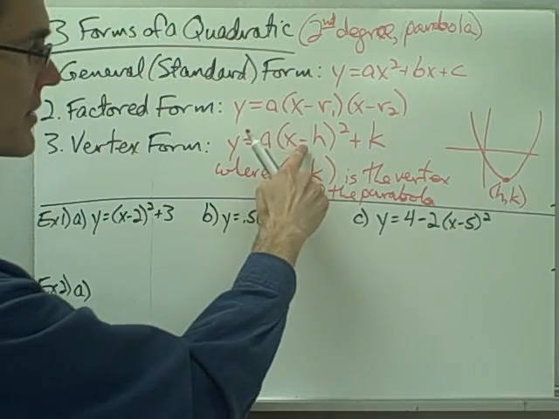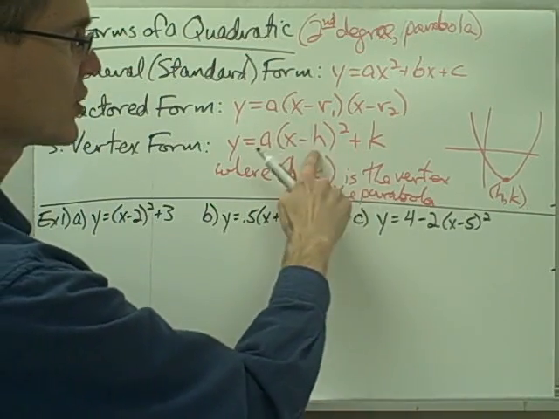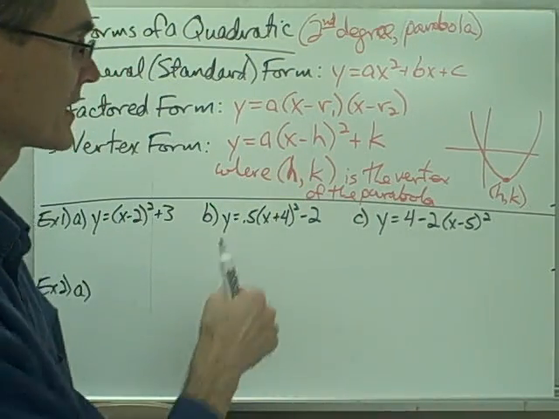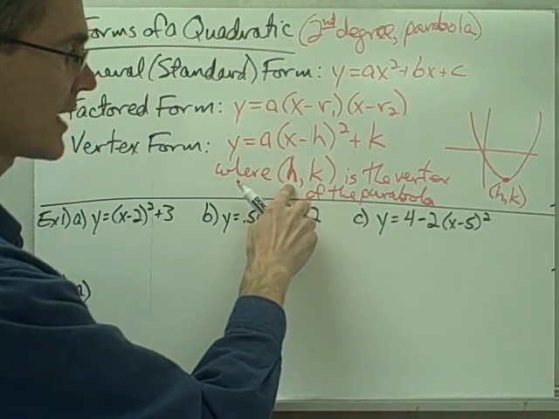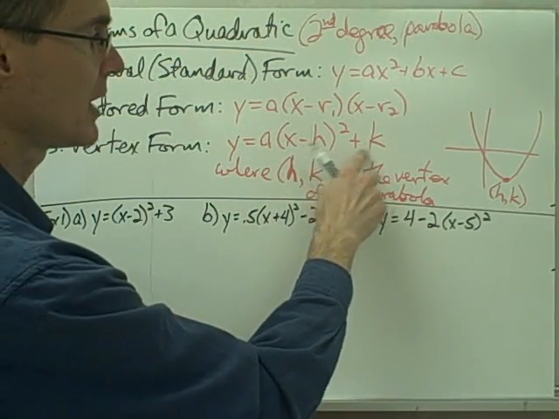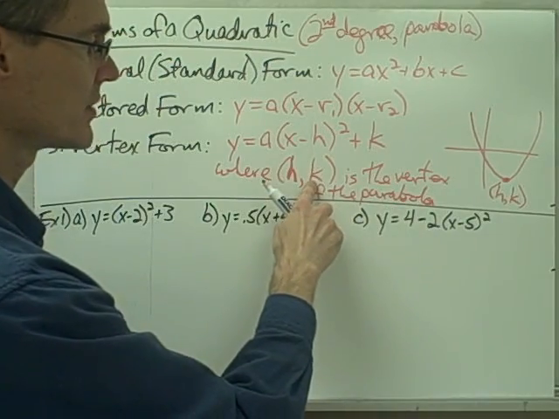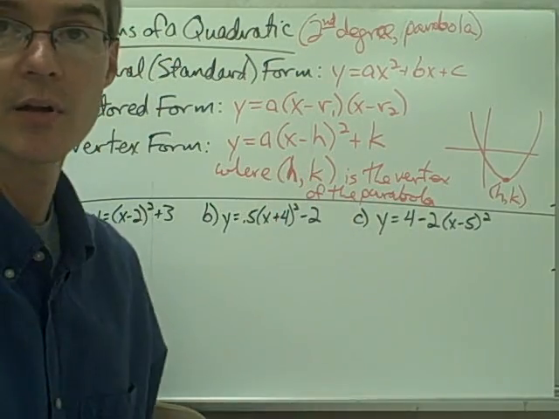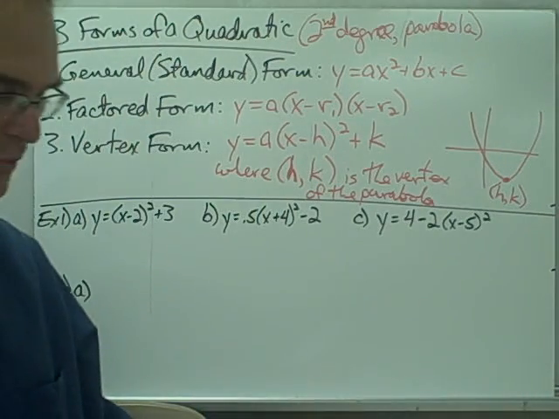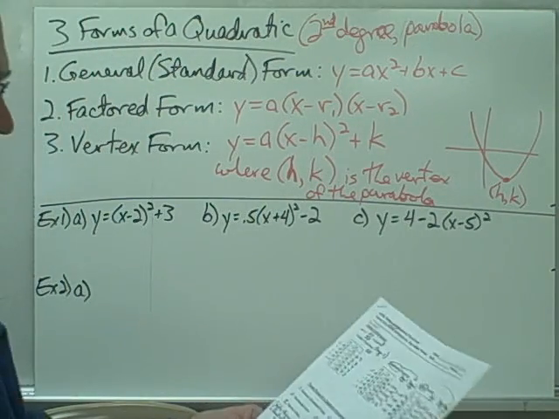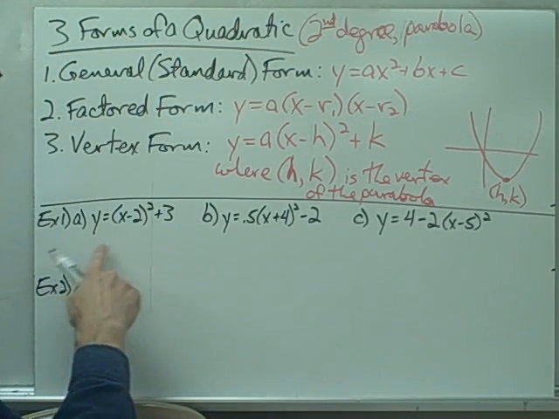All right. Notice the signs in front of the h and k. Those are important, as we're about to see in a minute. I've got x minus the h value, which is the x coordinate of the vertex, and I've got plus the k value, which is the y coordinate of the vertex. So those signs are going to be important. All right, let's take a look at these examples here. Example number 1, it says state the vertex of each quadratic polynomial.